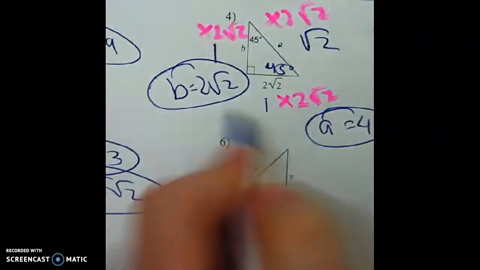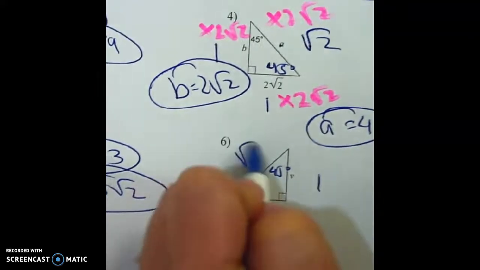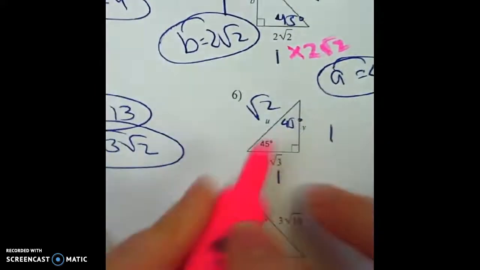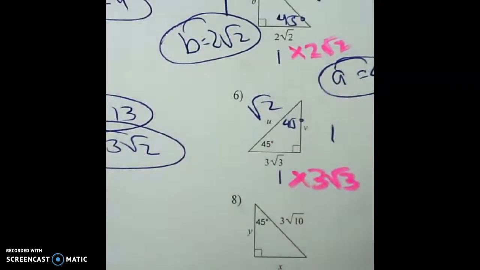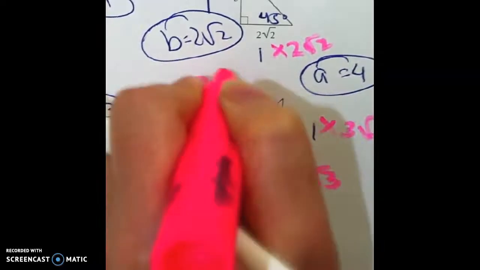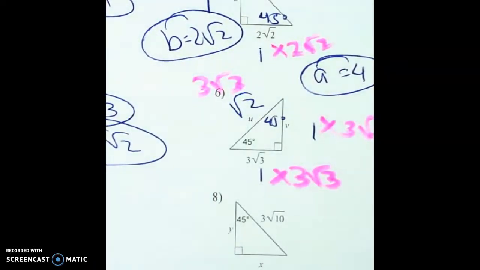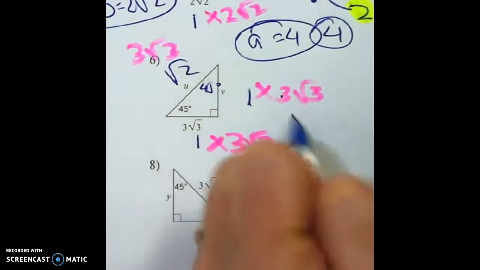Let's do the next one. This is 45. This is 45. Therefore, it's 1, 1, rad 2. 1 times what number gives me 3 rad 3? 3 rad 3. So I multiply this by 3 rad 3. And I multiply this by 3 rad 3. So then when I look, 1 times 3 rad 3 is 3 rad 3.